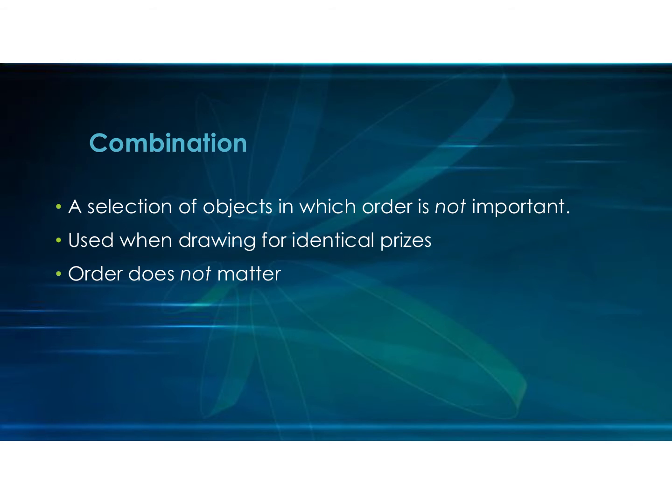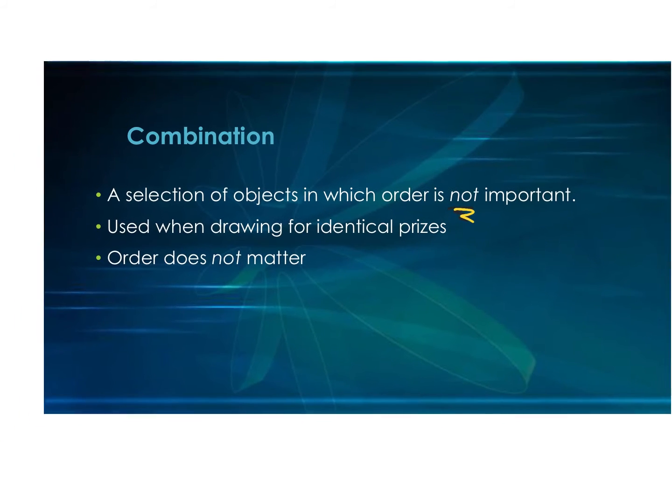A combination is a selection of objects in which order is not important. It's used when drawing for identical prizes or especially when order does not matter. That's the main idea behind this. So let's say you were reaching into a bag and you were trying to pull out, say, marbles. It doesn't matter the order you pull them.